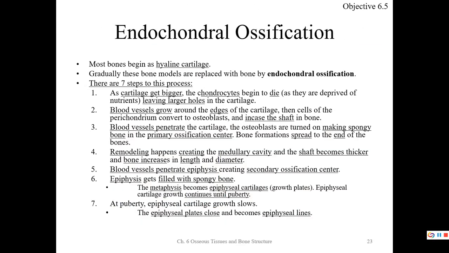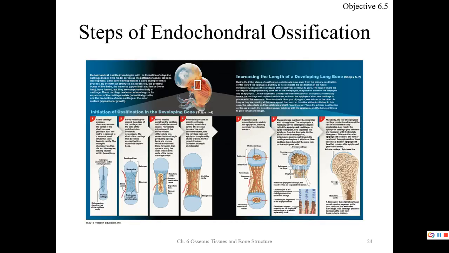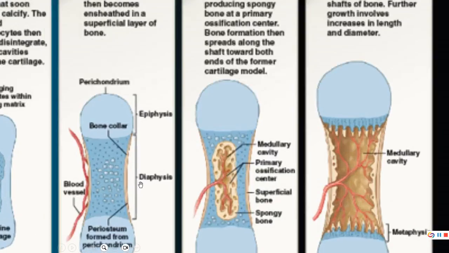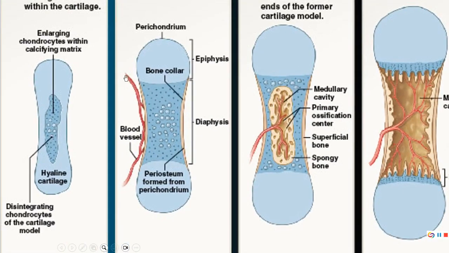Now, blood vessels next are going to grow around the edges, bringing calcium and hormones with them. The bone cells around the perichondrium, which is the membrane of cartilage, get converted to osteoblasts, and that's going to encase the shaft of bone in some bone tissue. So this blood vessel grows nearby, brings hormones and calcium, and we start to encase the shaft in bone tissue. They call this a bone collar.